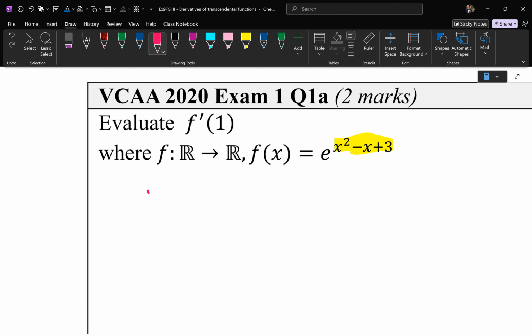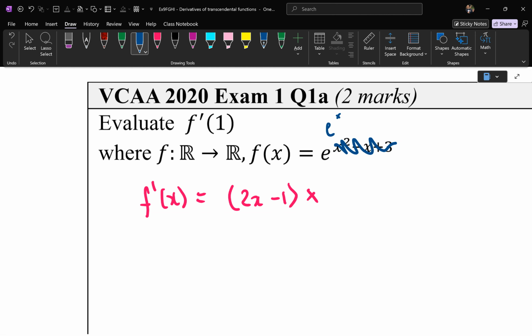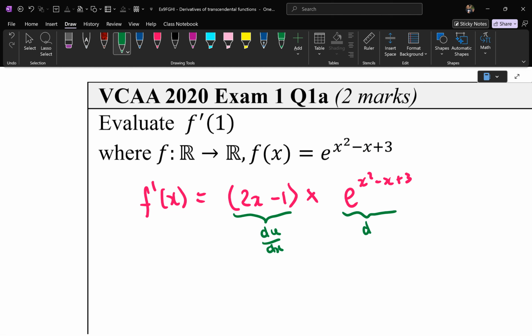So chain rule, I know then f dash of x must equal to, find the derivative of that x squared minus x plus 3, which we said before, 2x minus 1. Times, and now I pretend as if this never existed and it's just e to the something. Find the derivative of that. It should be itself. So hence it becomes e to the power of itself, which is x squared minus x plus 3. So that's my quick form. This is your du/dx, and this is your dy/du.